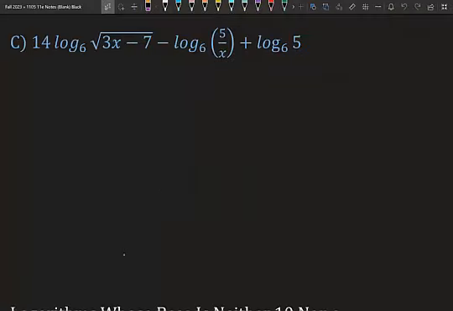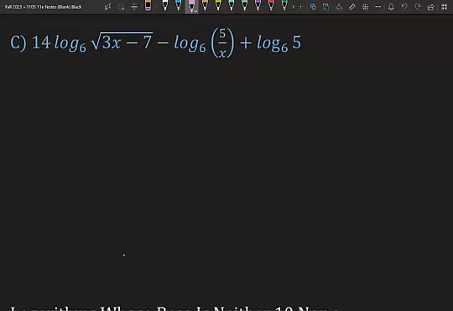Part C. 14 log base 6 of the square root of 3x minus 7, minus log base 6 of 5 over x, plus log base 6 of 5. When we're working with logarithms and expanding and condensing and solving, we need to make sure all the symbols are the same. In parts A and B, it was all plus and minus. In part C, we have minus, we have division, and we have plus. We're not allowed to do that. We need it to be all plus or minus or all multiplication and division. Since the majority of this is plus and minus, we're going to switch it to plus and minus.